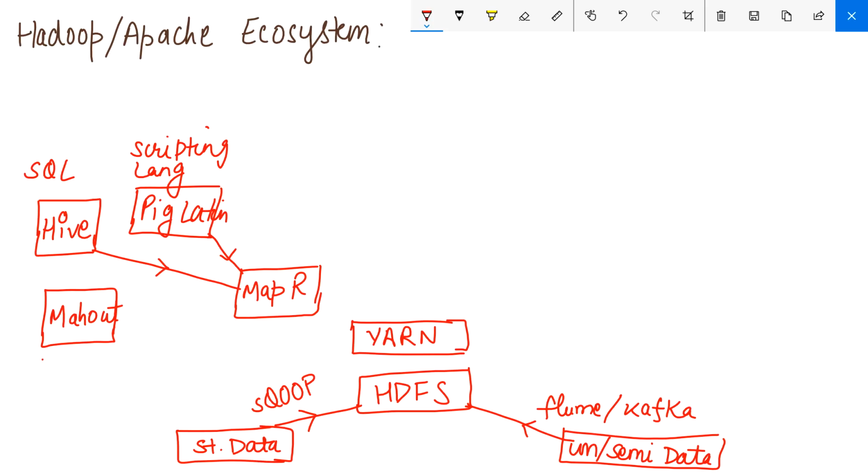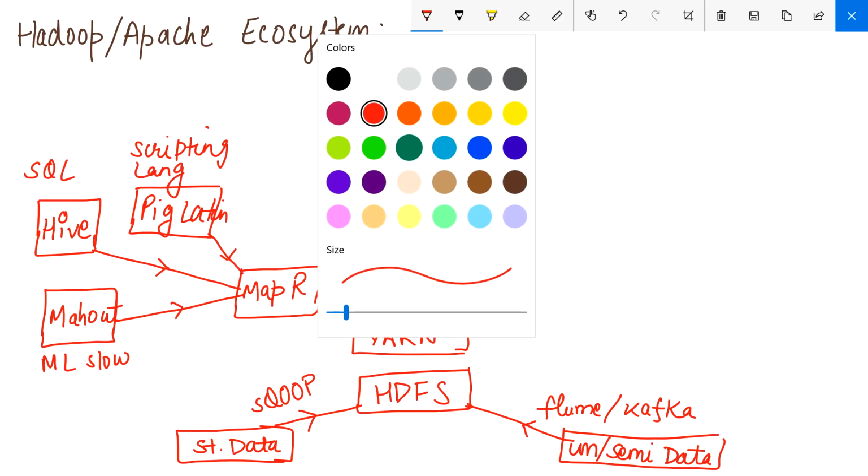Mahout is nothing but machine learning, but very slow. For data scientists, machine learning execution should be very fast, and Mahout was very slow, like 10 to 15 times slower. So these days, people are not into Mahout. Instead, they have shifted to Apache Spark, which I'll explain in a minute. So this is your MapReduce ecosystem.